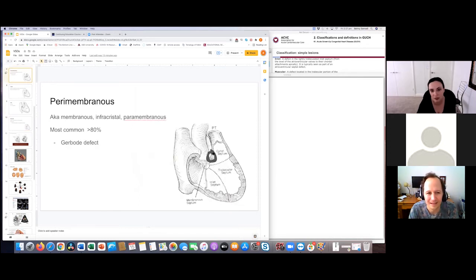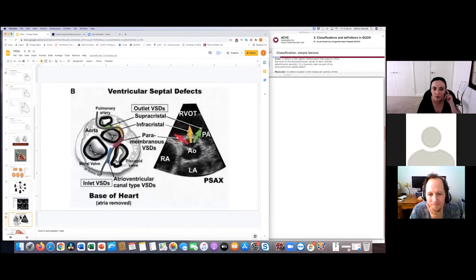So this is the crista. So they call supracrystal outlet and then infracrystal are perimembranous. Cheers. So yeah, infracrystal is perimembranous, and that's perimembranous as well. Like this is what I mean. This is the terminology hole that you can go down.